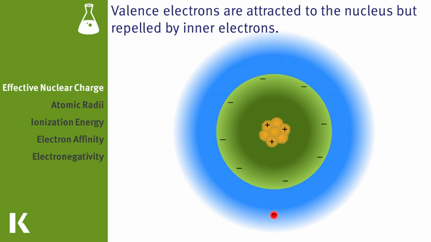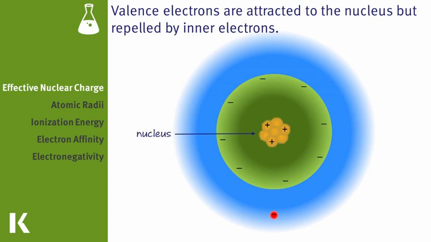The effective nuclear charge is the attraction of the nucleus felt by the electrons, and dictates many of the periodic trends tested on the MCAT. Since the nucleus is positively charged and the electrons are negatively charged, there is an electrostatic attraction between them, which forms the basis for the effective nuclear charge.